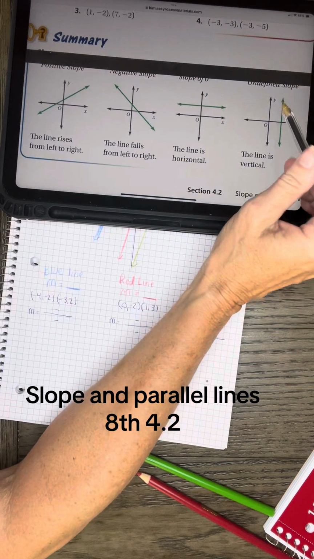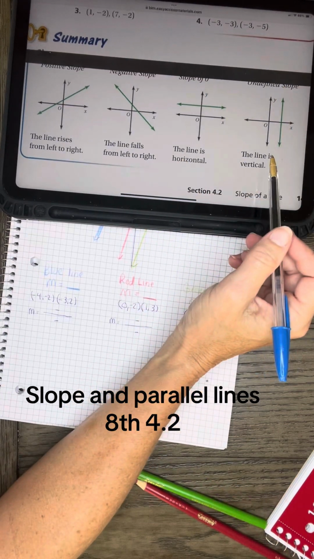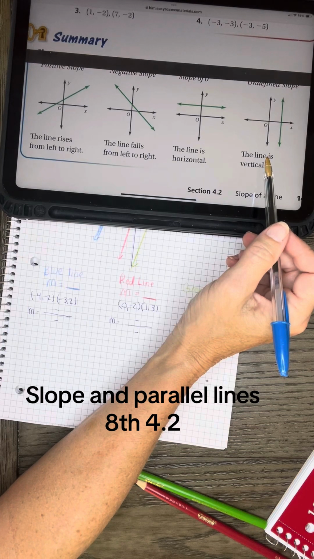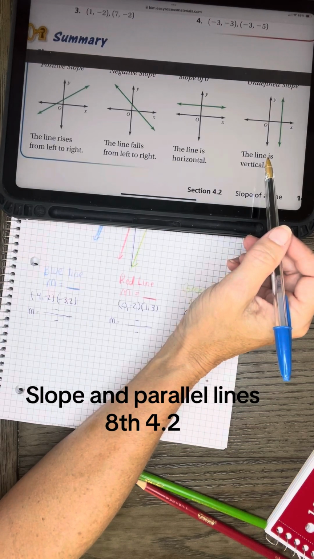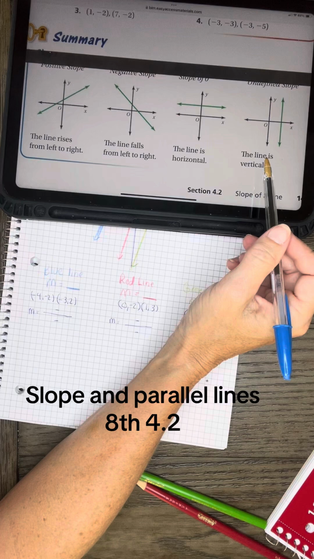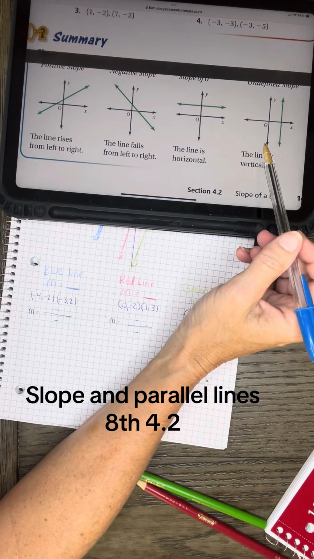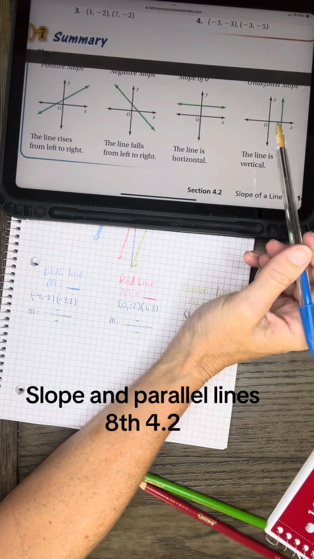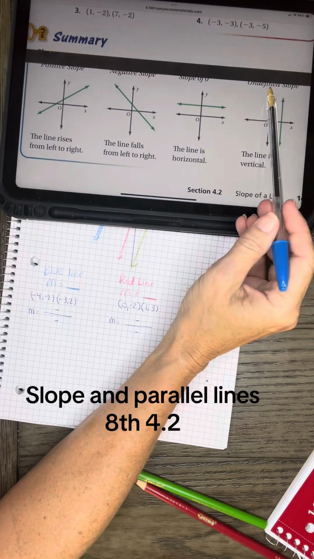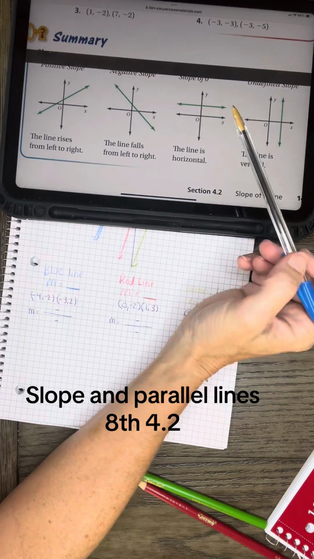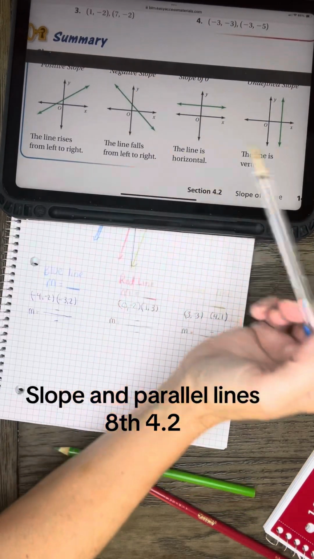And then if you have a vertical line, then you're going to say that it has an undefined slope. That would be really rising but not running, and you cannot have a 0 in a denominator. You can't divide by 0. So if it's vertical, it's undefined. Horizontal, it's slope 0. Negative slope, positive slope.